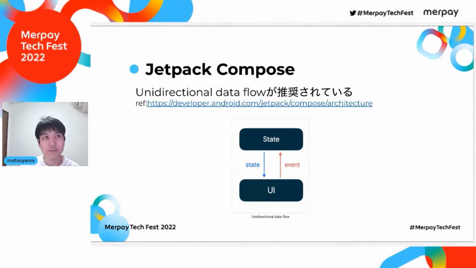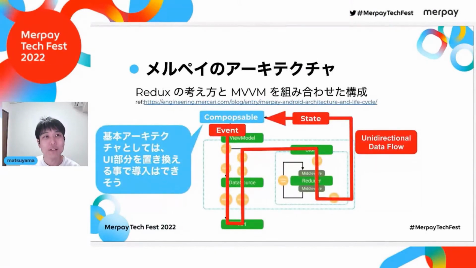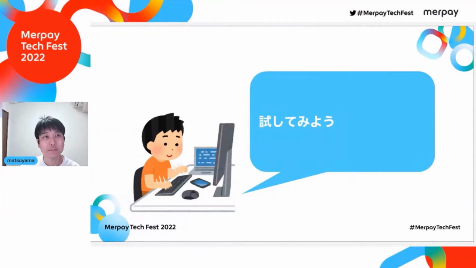This means that the basic architecture can be introduced by replacing the UI part. This not only means that migration will be relatively easy, but also that a major architectural change is not necessary in terms of compatibility with Jetpack Compose. So we will give it a try. We also did a POC to discuss the implementation direction within the team.